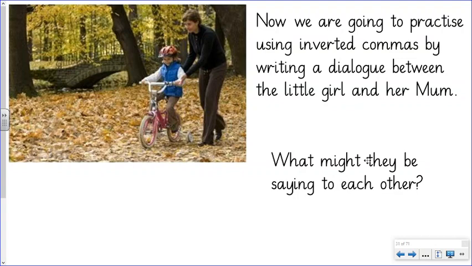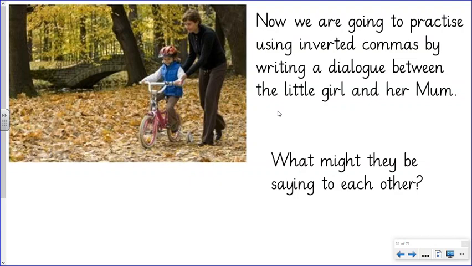Okay, so we're now going to practice using inverted commas by writing a dialogue between the little girl and her mum. Now, we have written dialogues before in class. We did one between Theseus and Ariadne when we did Theseus and the Minotaur. We also did one between the boy and the shopkeeper in the book we were just reading when we were last in school. And we have done lots of others as well. So you are familiar with writing a dialogue.